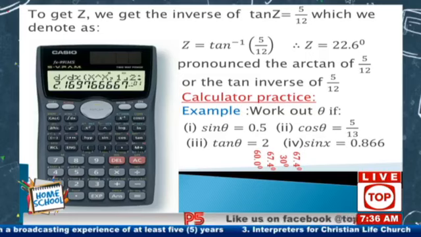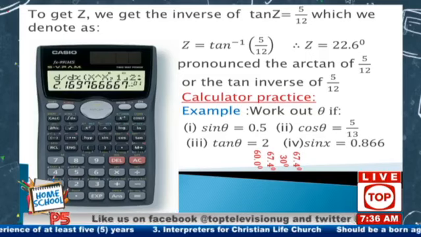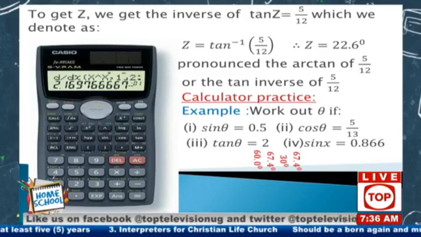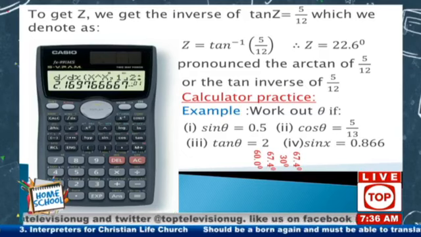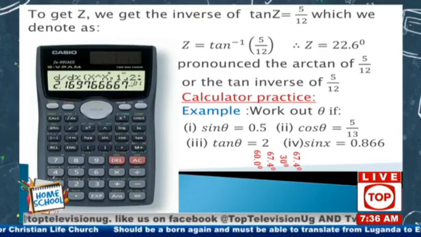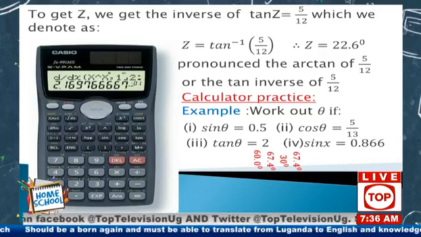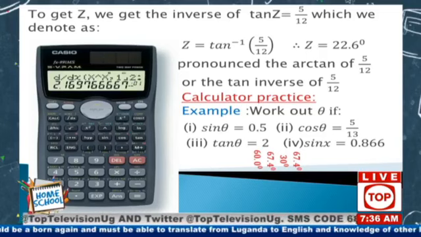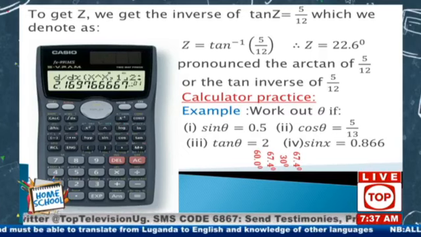But you don't pronounce it as tan power -1. We normally pronounce it as arctan. So you say Z equals arctan of 5/12. What you're seeing there as tan inverse, tan power -1, you don't read it as tan power -1, but arctan of 5/12, or tan inverse of 5/12.